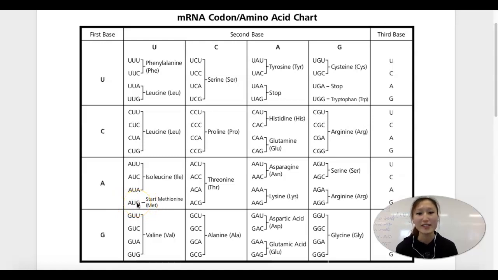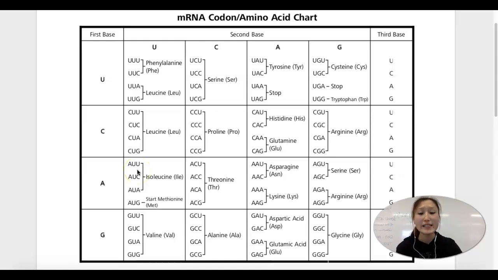The start codon is a signal for translation to start, but it also codes for an amino acid itself, which is methionine. So if you are given a question that contains the AUG codon, you want to write down the amino acid methionine instead of writing start, because really AUG codes for the amino acid methionine and is not only a start codon.